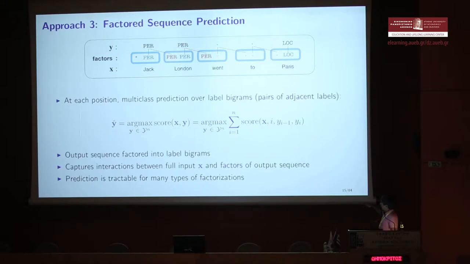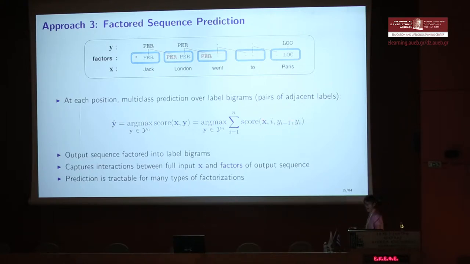But what I'm going to do is to write that this score is just a sum of scores. Namely, for each position, 1 to n, I'm going to produce a score for that position assigning the current label and the previous one. So this thing here is just a factor of the full structure of size 2, and it's the factor at that position. This is the function I'm going to learn: given a candidate factor and given a position, it gives me a score.